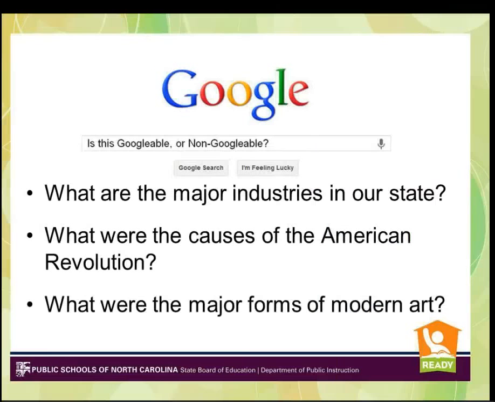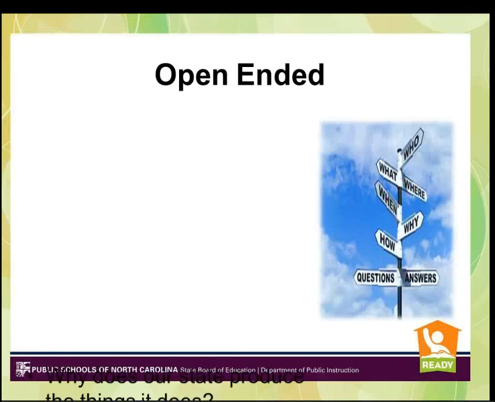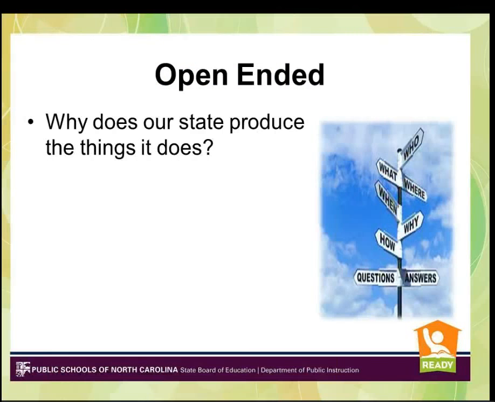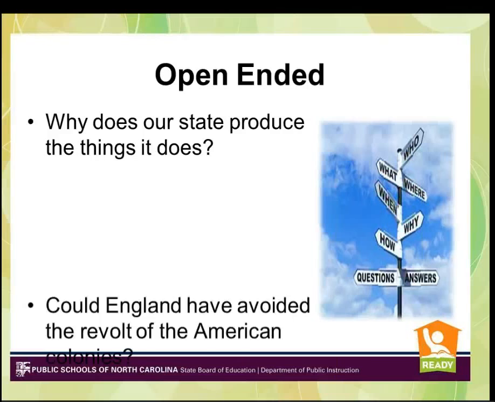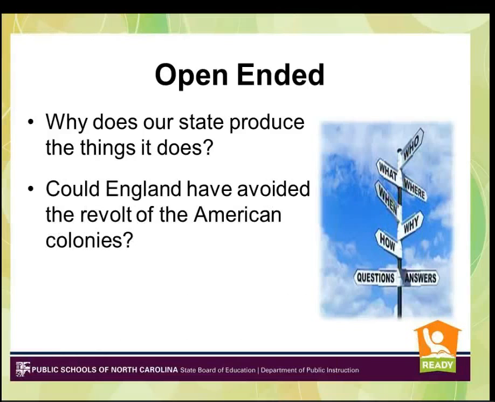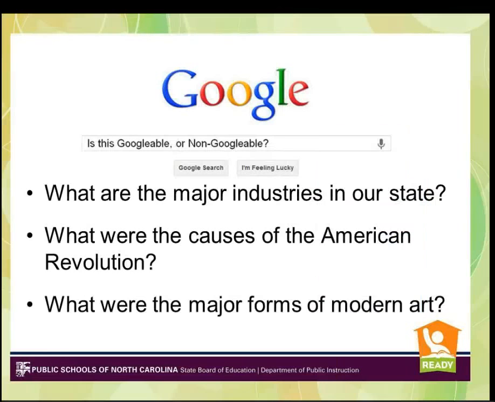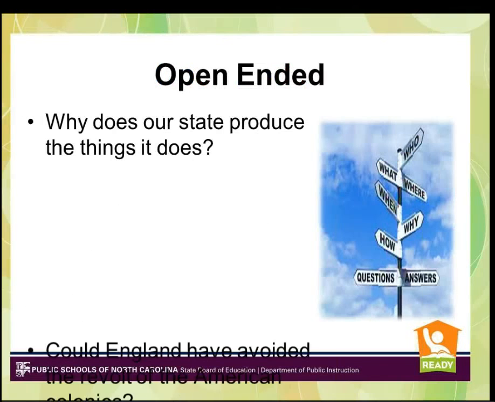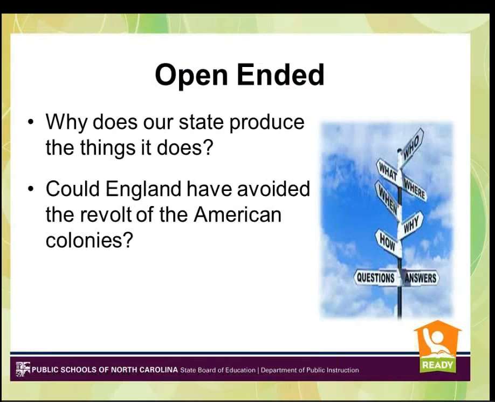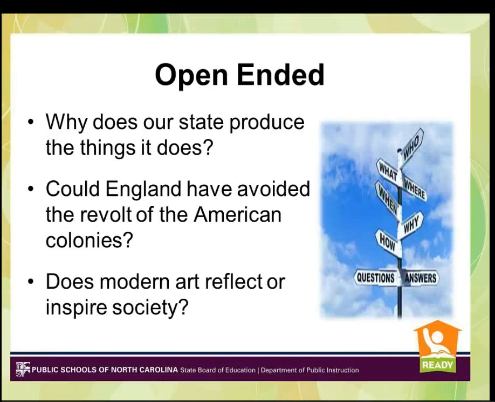So how do we turn these into more open-ended questions? Well, here's an example. Why does our state produce the things that it does? We saw that one. Could England have avoided the revolt of the American colonies? And now if we look at that, could England have avoided the revolt of the American colonies? Right? That would still get to the causes of the American Revolution, but it gets deeper. It asks students to think deeper about those causes and the consequences, really, if you think about it, of English actions. And the last one, does modern art reflect or inspire society?